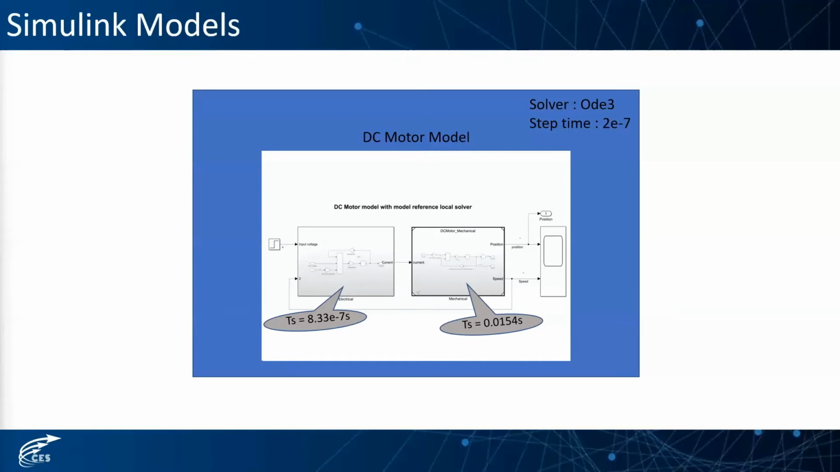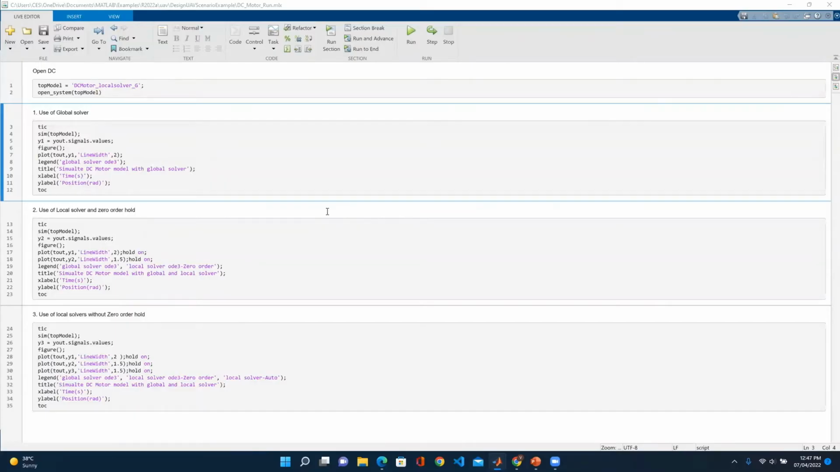With the help of local solvers, we can speed up simulation by using an inexpensive solver on a subset of the model. An inexpensive solver could be a low order solver, for example, using an ODE1 solver instead of ODE3, or using a solver with a larger step size. Choice of solvers and step size represents a trade-off between computational cost and accuracy. A local solver allows you to fine-tune this trade-off for different subsections of the model. Let's see this in action.